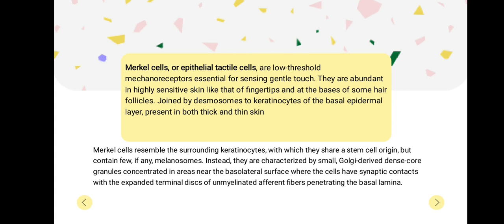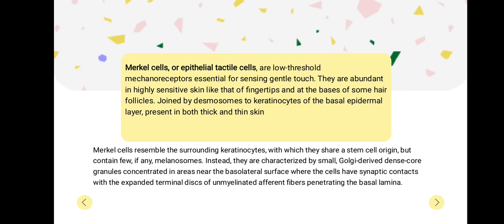Merkel cells resemble the surrounding keratinocytes, with which they share a stem cell origin, but contain few, if any, melanosomes. Instead, they are characterized by small Golgi-derived dense core granules concentrated in areas near the basolateral surface, where the cells have synaptic contacts with the expanded terminal disc of unmyelinated afferent fibers penetrating the basal lamina.